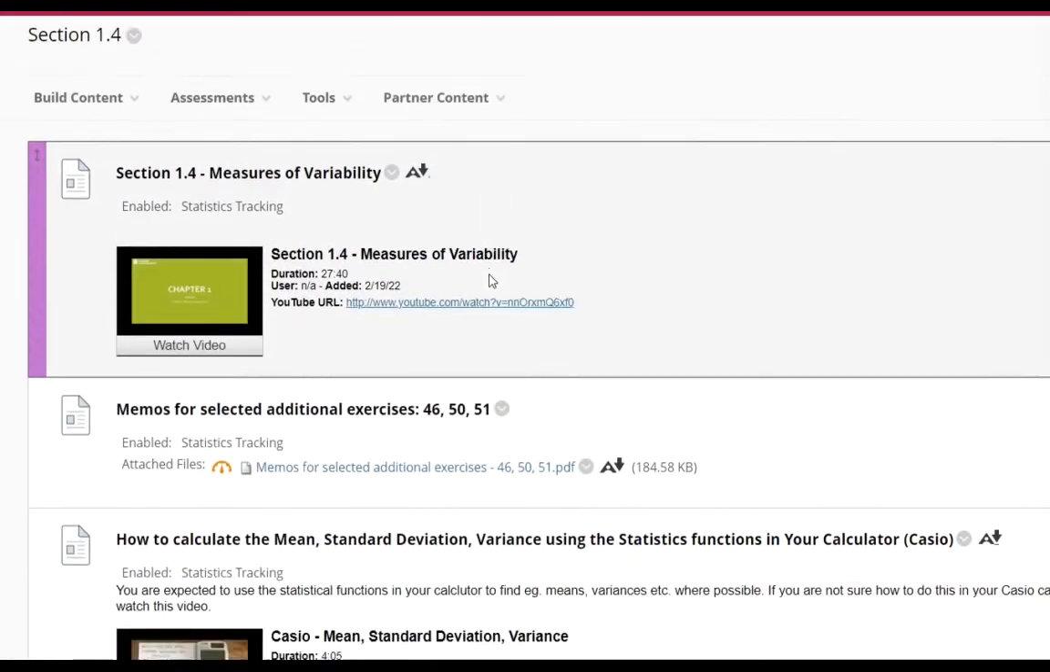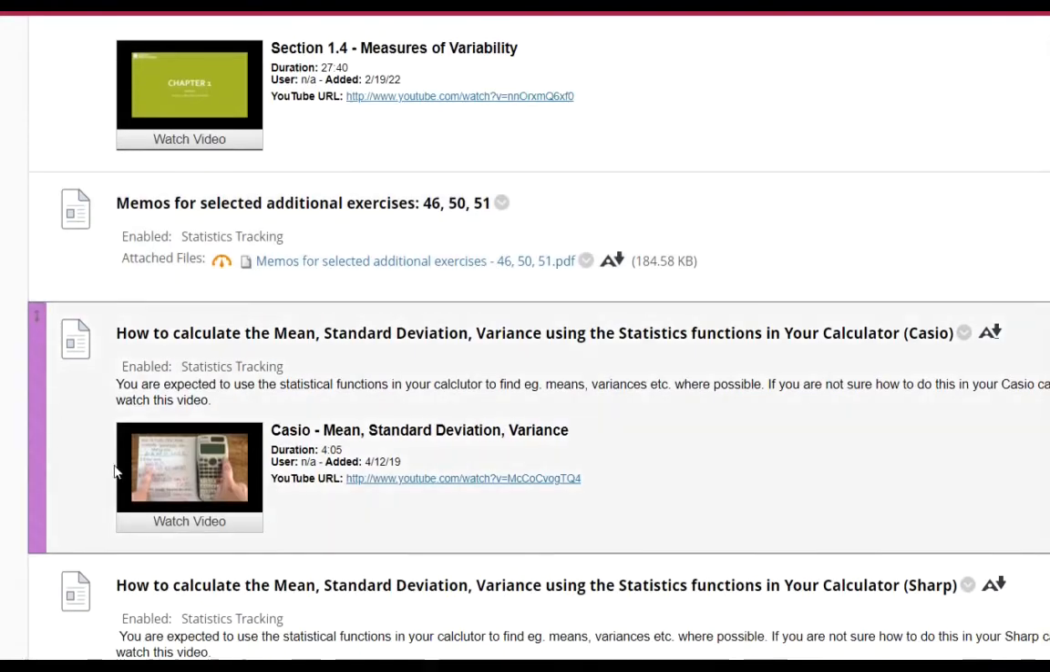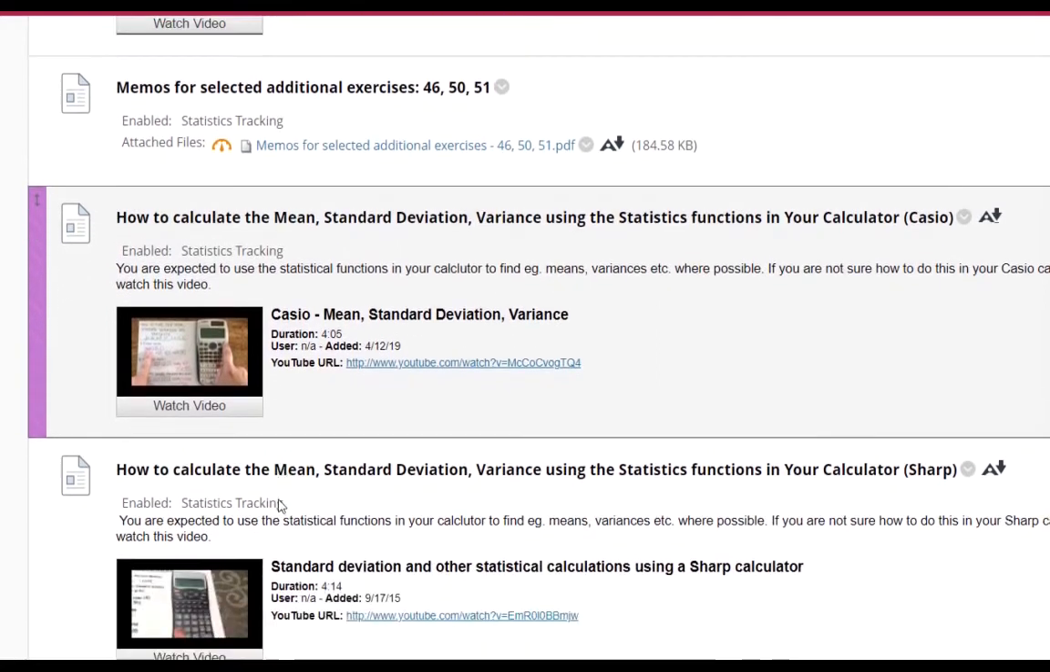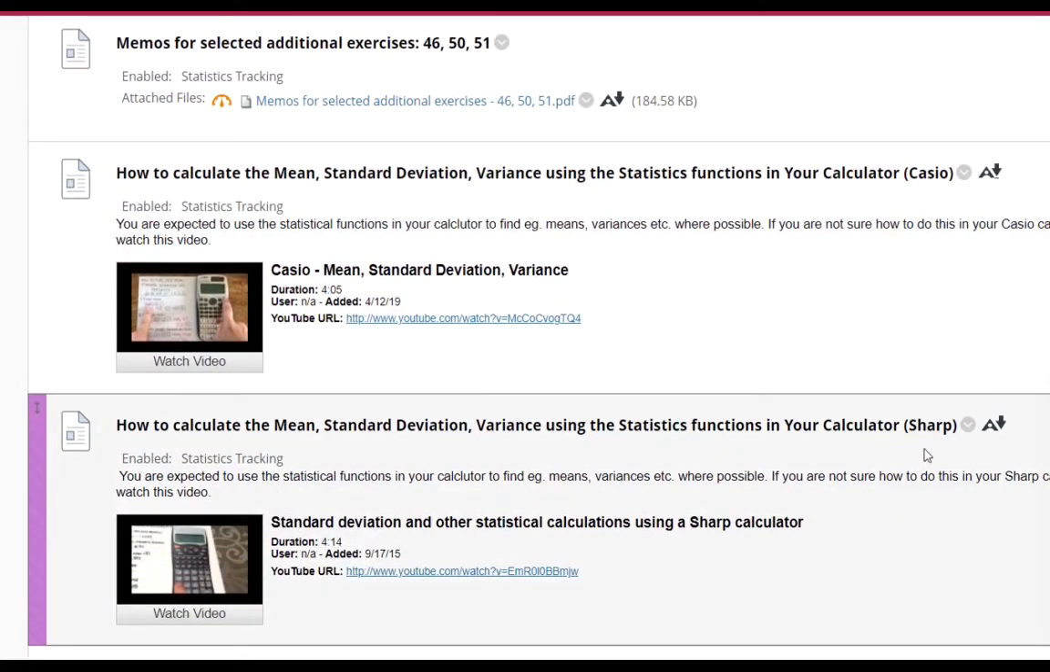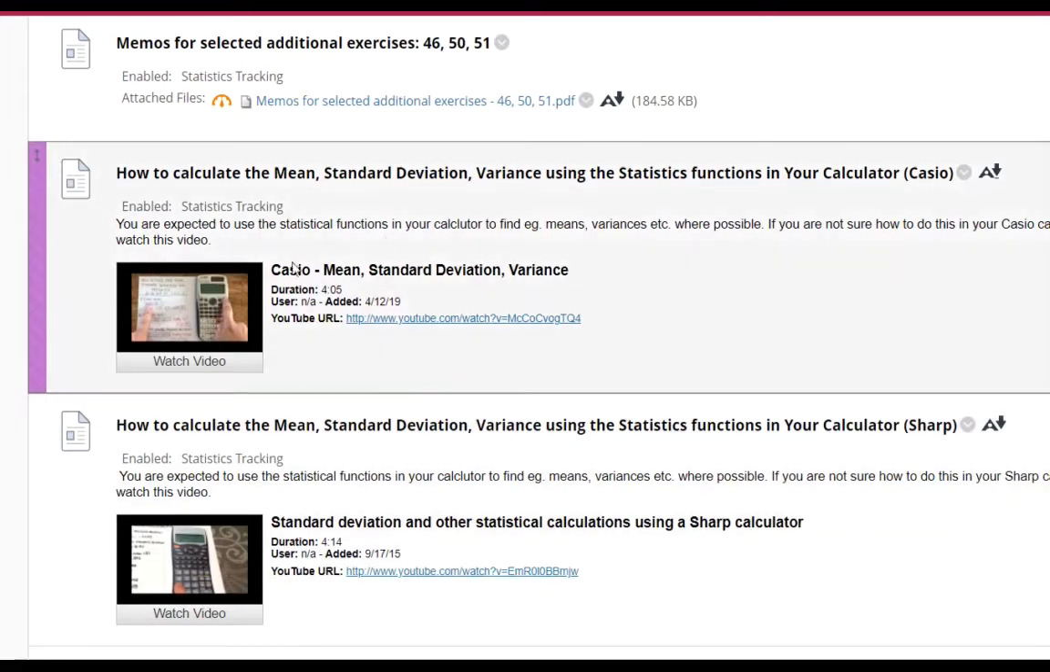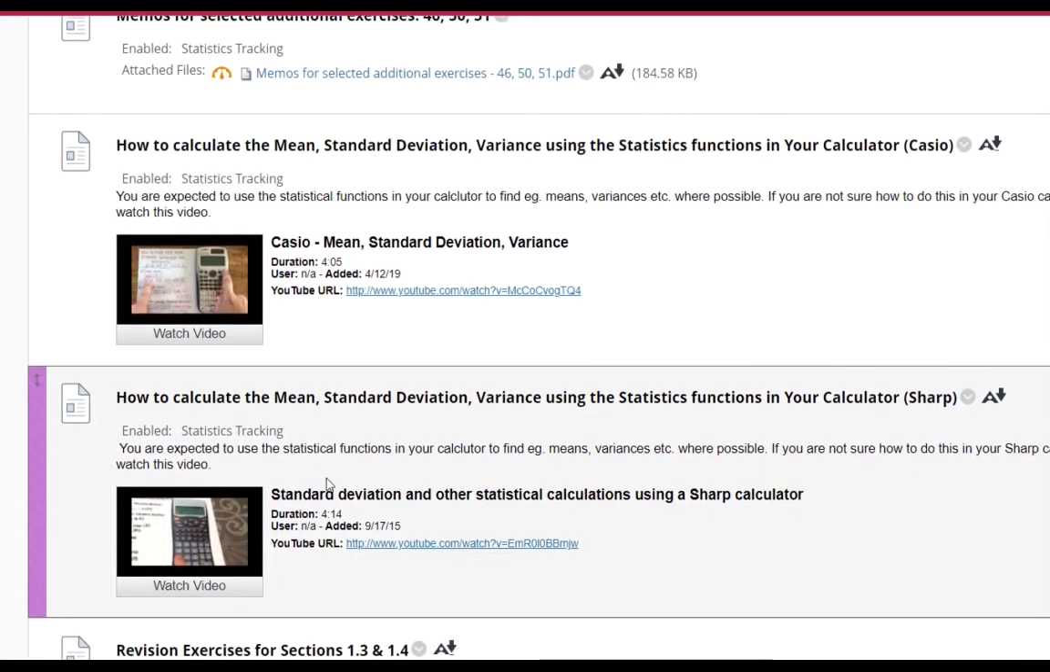And there are videos. If you're using a Casio, here's a video for how to find some of those, like the mean, variance and standard deviation. There are built-in functions for that. And also for some of you, I know I've seen using a Sharp. So watch the video and make sure that you're able to use your calculator.